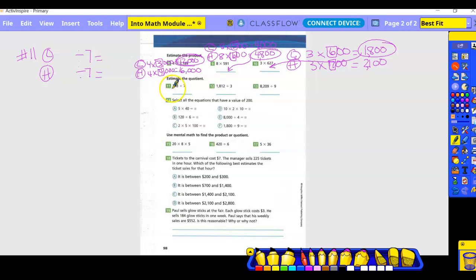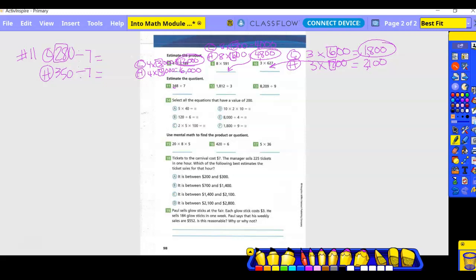Okay, so we're looking at the 34, and our multiple of 7 that gets us a little under 34 is 28, so that would be 280. What is our multiple of 7 that gets us a little bit over 34? 35. So 350.